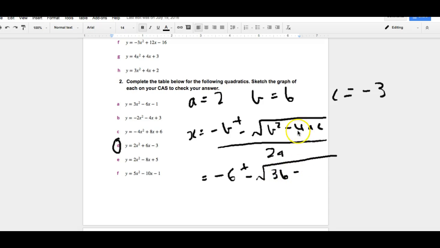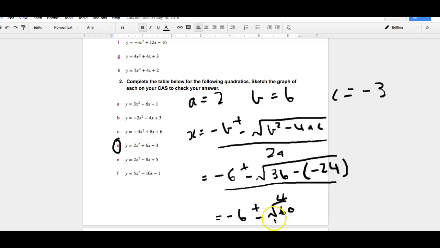36, minus 4 times A, so I've got a negative here, I like my brackets, negative 3 times 2 is negative 6, negative 6 times 4 is negative 24. Just make sure that's all good. A is 2, yep, over 2A, so 2 times 2 is 4. Okay, let's tidy this up. 36 plus 24, so that's 60, square root of 60 over 4.